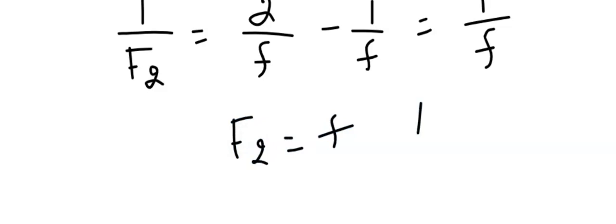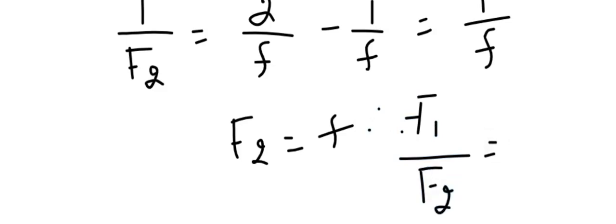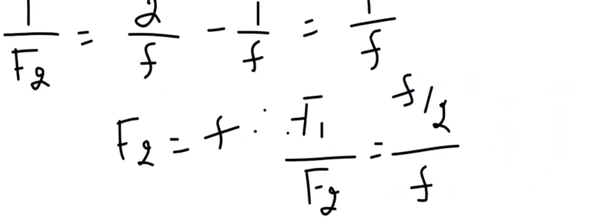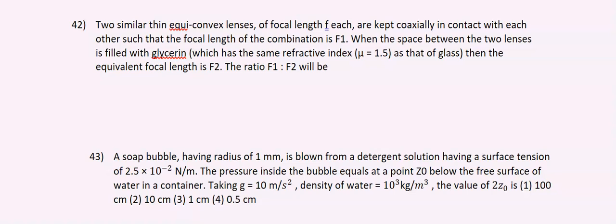So therefore F1 by F2 is equal to F by 2 divided by F, which is nothing but a 1:2 ratio. F and F get cancelled, so you get a 1:2 ratio. Let's see which option is correct. So the ratio of F1 to F2 will be 1:2, so from the given options it is clear that the second option is correct.